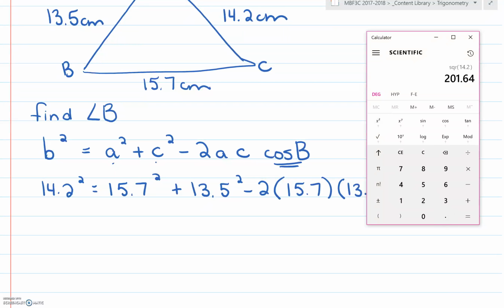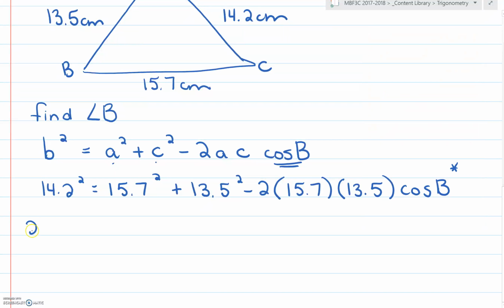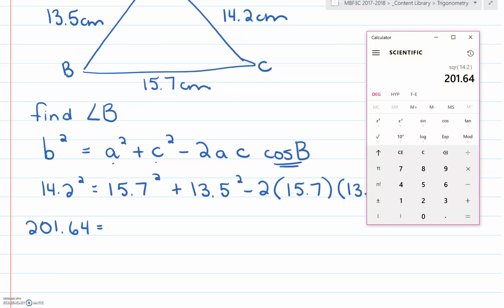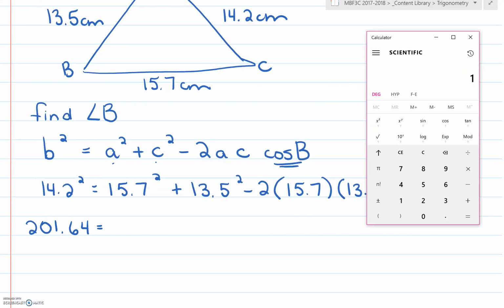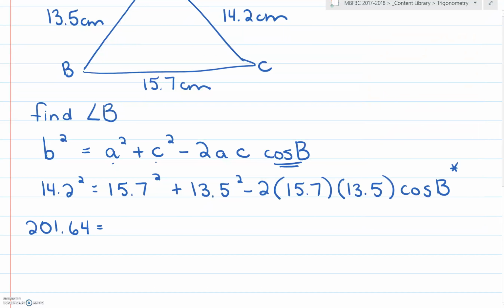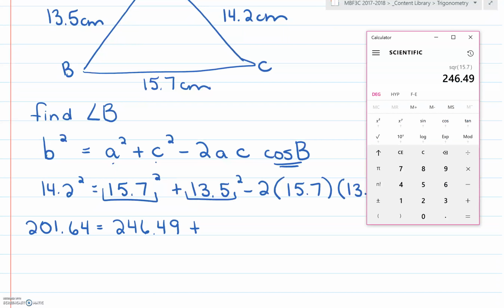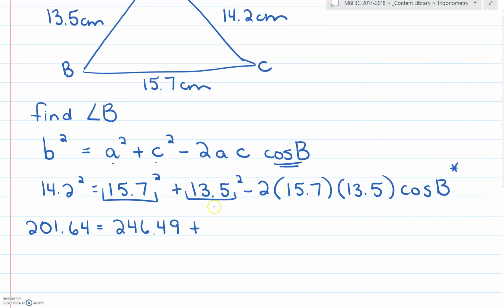So 14.2 squared is 201.64. Then we can move along to doing 15.7 squared, which is 246.49. Then we can go ahead and do 13.5 squared, 182.25.